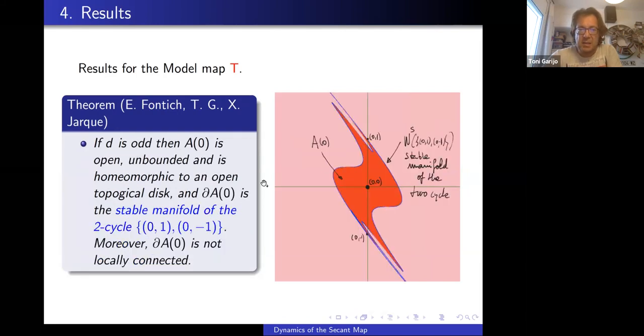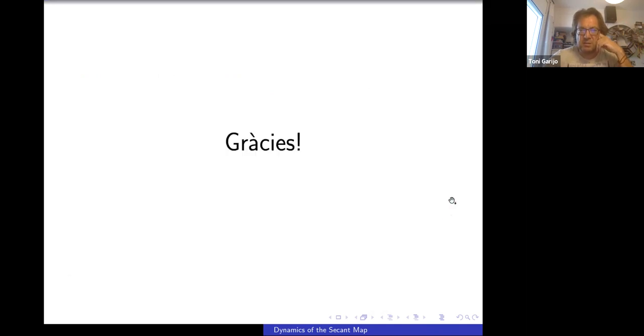And then in the other case, when D is odd, what happens is that there is a 2-cycle, and the stable manifold of this 2-cycle is the boundary of the immediate basin of attraction of this 2-cycle. And in this case, the boundary of this immediate basin of attraction is not locally connected. Basically, here we have a heteroclinic point that forces the stable manifold to oscillate strongly. And well, this is very similar to the horseshoe at this kind of heteroclinic connection. And that's all.